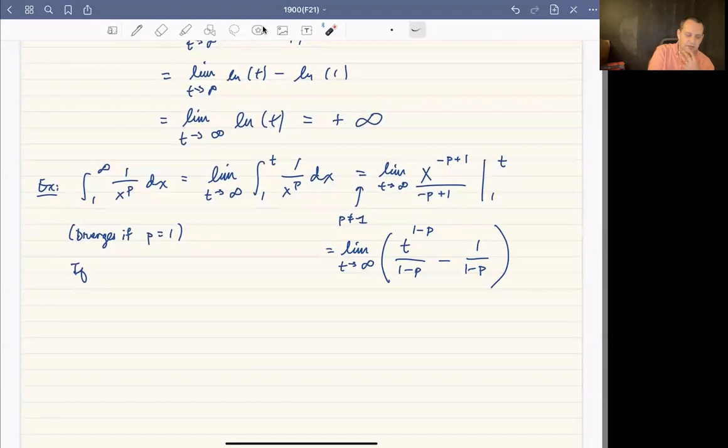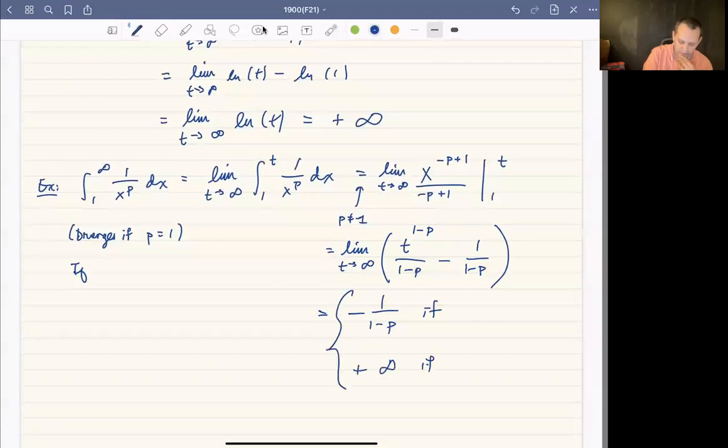So really, we just have to look at this t to the 1 minus p. And so let's think about when that's going to go to 0 and when that's not. So this is going to go to negative 1 over 1 minus p, so remember, the exponent is fixed but we're letting the base t go to infinity. And so if we have a positive exponent, then this is going to go to infinity. So that happens if 1 minus p is positive.